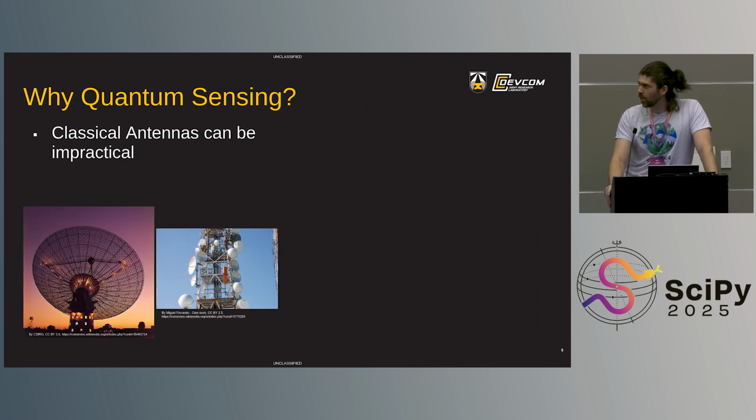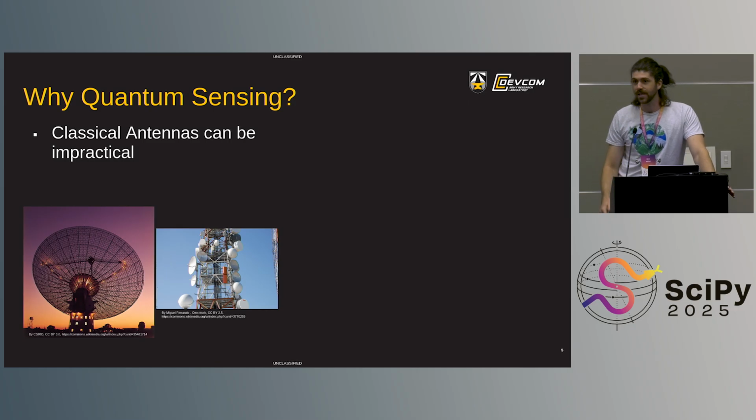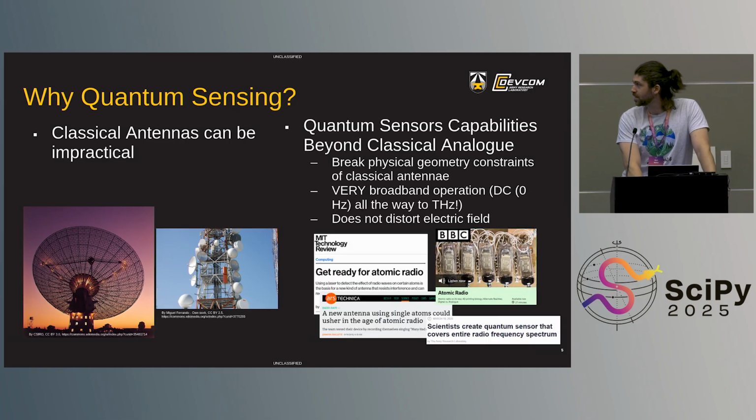Why would we do this? Well, there are some impracticalities to a lot of versions of classical antennas. First and foremost is they can be a lot of times quite physically large. Typically, you'll need an antenna that's about the size of the wavelength of what you're trying to measure, which for a lot of radio stuff and radio telescopes like this one is really, really big, and it takes a lot to build one of those. The other thing is that they're kind of specific to their purpose. So a typical cell tower like this might have tons and tons of antennas on it, each one designed for a very specific band.